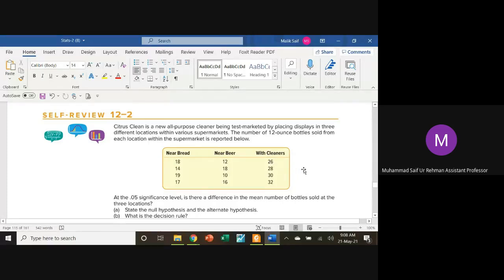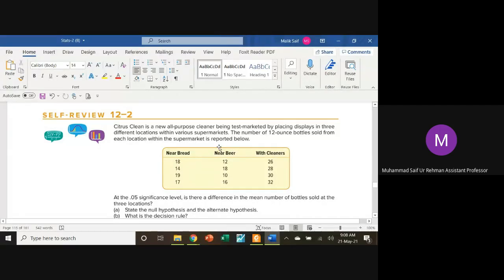So in this way you see how many cleaner bottles are being sold. So let's say on this particular day, when you place the cleaner near the bread, these are the quantities. 18 sold, 14 sold, 19 sold, 17. So let's say for 4 days you are going to collect data. On the first day 18, on the second day 14, on the third day 19, on the fourth day 17 bottles were sold when they were placed near the bread.